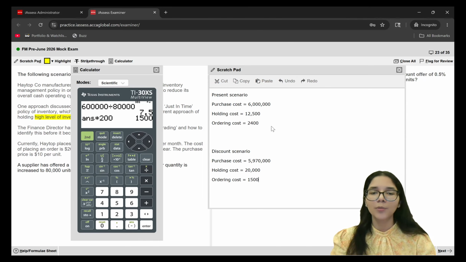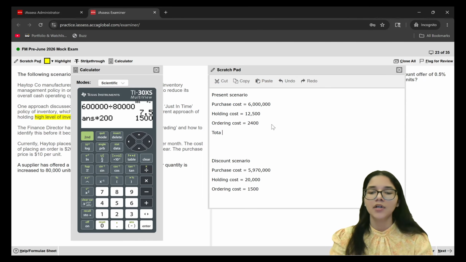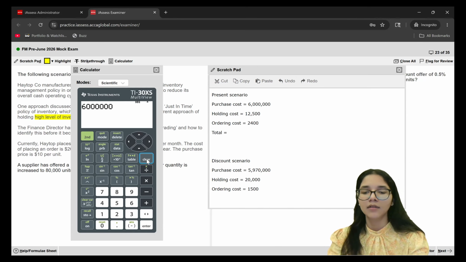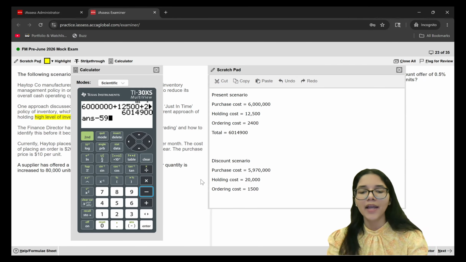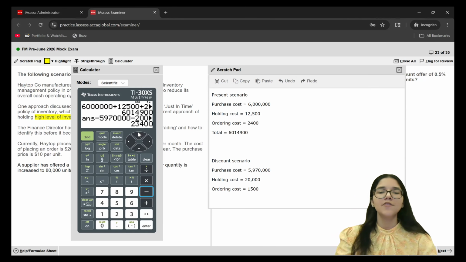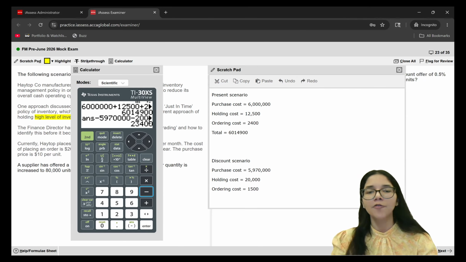So now you can just total both of the scenarios. So here the total is going to look something like this: 6 million plus 12,500 plus 2,400. So this gives you 60,14,900. And from this, I need to take away the discounted scenario cost. So if I go ahead with the discounted scenario, 5,970,000, 20,000, and taking away 1,500. So this gives me a saving of 23,400.